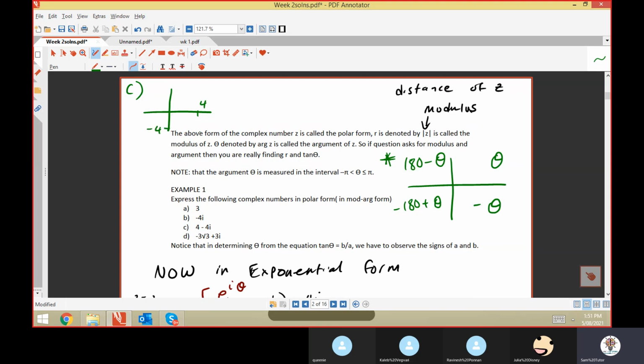Can you tell me the distance of this straight away? Not really, right? You probably have to do Pythag, where Pythag is square root of a squared, so 4 squared plus 4 squared, 16 plus 16, so root 32.